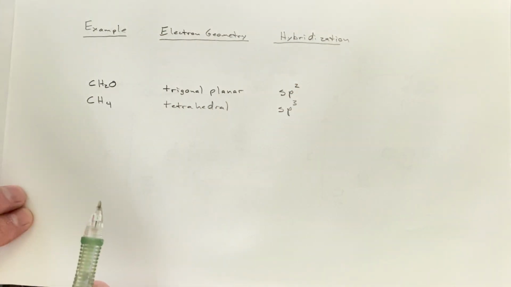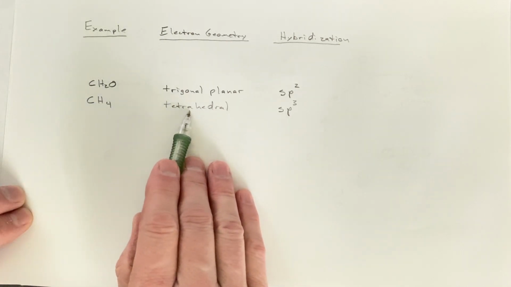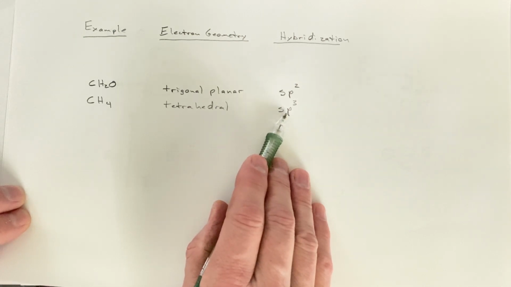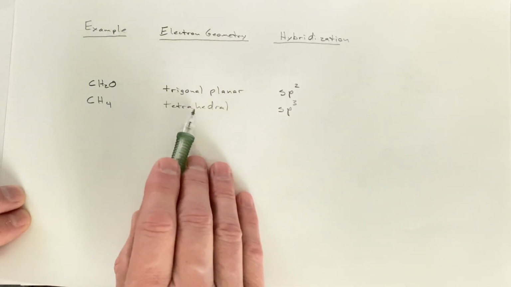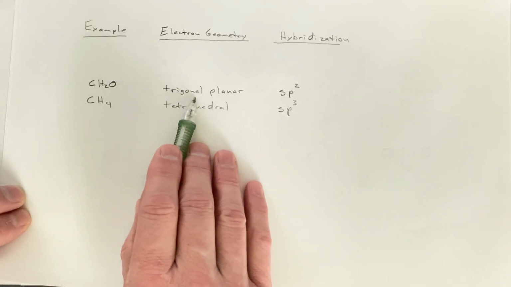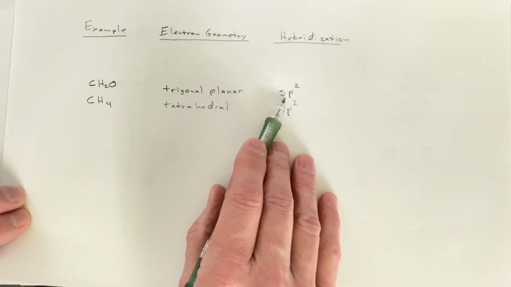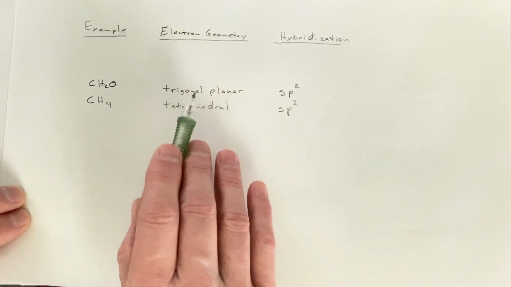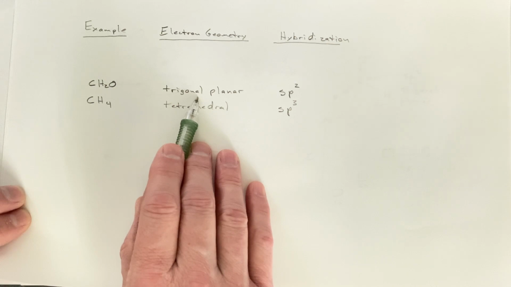What we note here is that if we have a tetrahedral electron geometry, the hybridization is sp3. If the hybridization is sp3, then the electron geometry is tetrahedral. If we have a trigonal planar geometry, then the hybridization is sp2, and if the hybridization is sp2, then the electron geometry is trigonal planar.